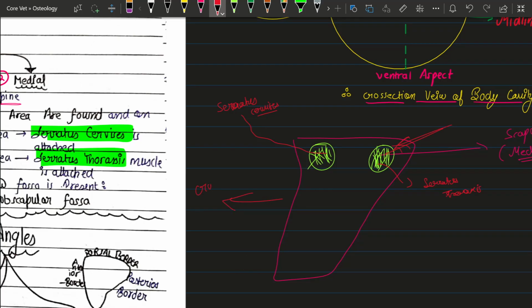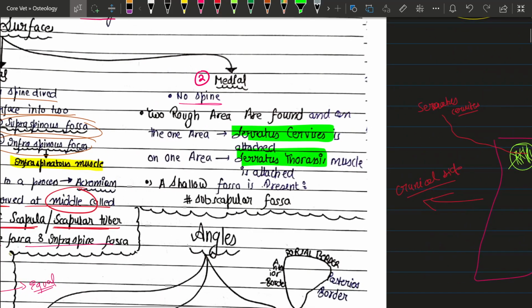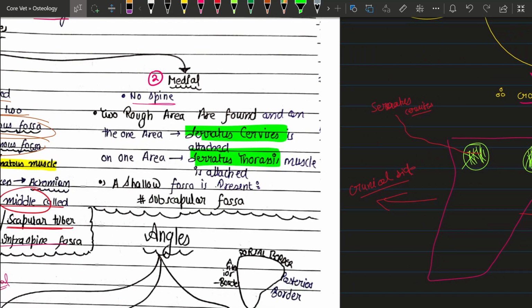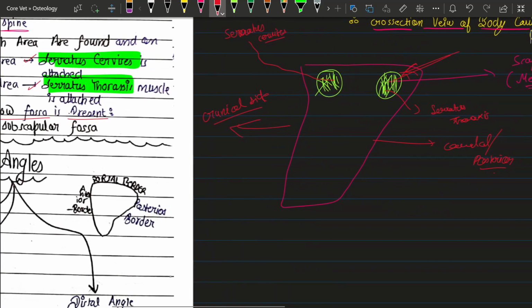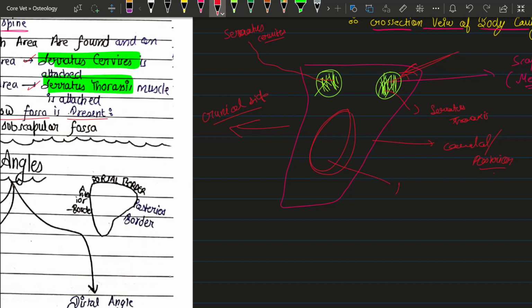And what are the aspects? This is the cranial side. This is the caudal side, or the posterior side, right? So it is clear that there are two rough areas present on the medial surface. One area gives accommodation to serratus cervicis, and the second area gives accommodation to what? Serratus thoracis, right? And there is also a shallow fossa, meaning a shallow depression, present over here on this side. A shallow depression is there, which is known as what?